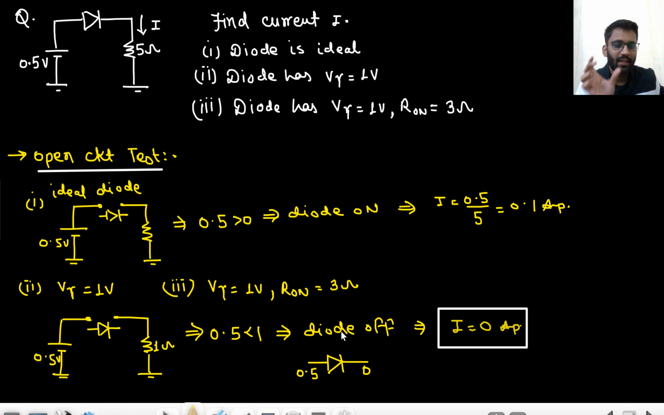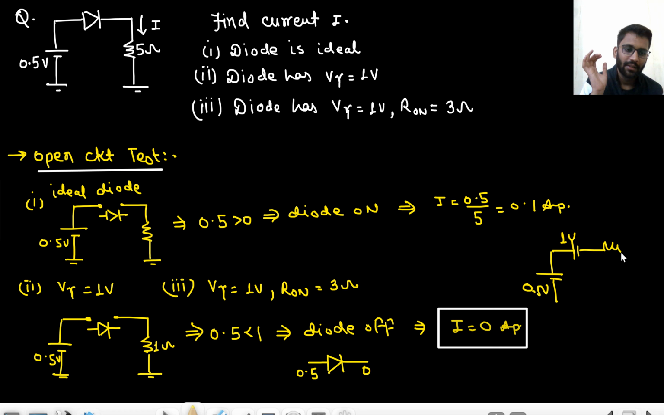If you had to solve this problem with short circuit test, what would have happened? I would have applied short circuit test. So this is 0.5 volt battery. I would consider diode to be on. So I will replace it with the battery of 1 volt, then a resistance of 3 ohm. I am solving this problem. And resistance of 5 ohm. In what direction would I have had the current?